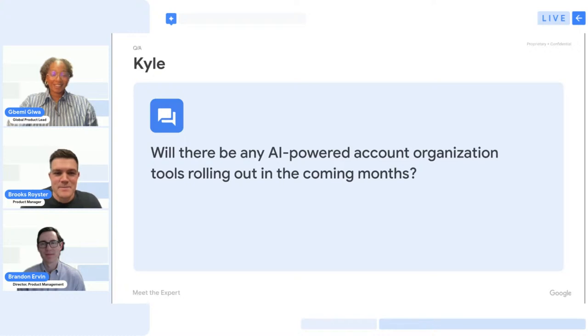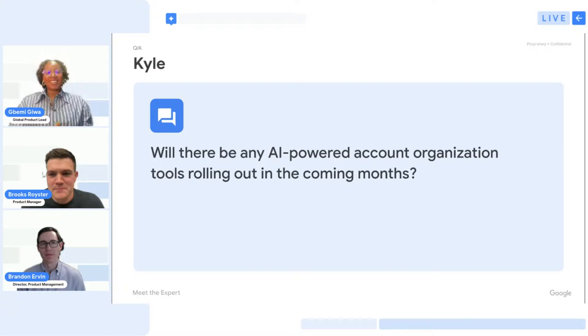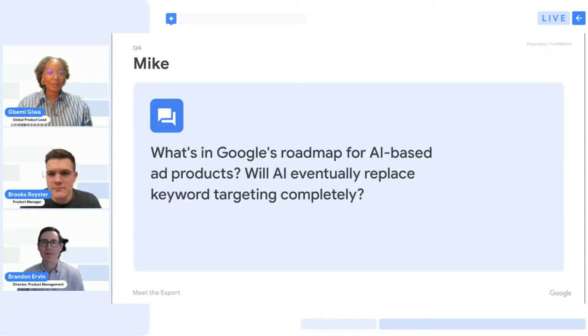Yes, we definitely have heard this. We've done a lot of surveys and customer calls, so we hope that these solutions will be helpful, and we're excited to be working on them. So I know we're almost done with questions. I want to pass it over to Brandon for one of our last. What's in Google's roadmap for AI-based ad products in general? Will AI eventually replace keyword targeting completely?